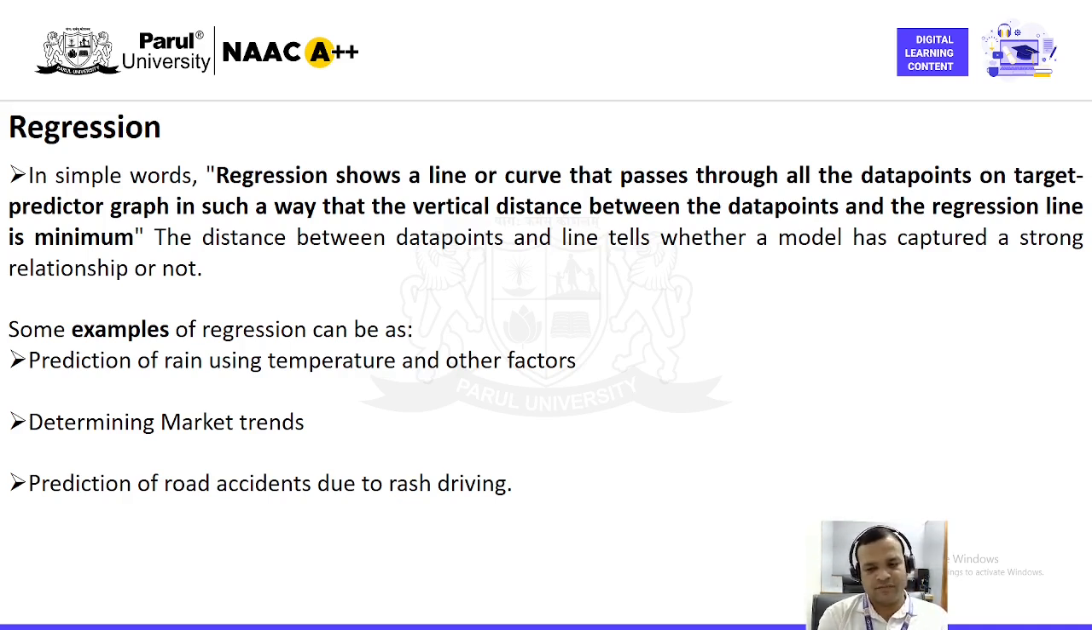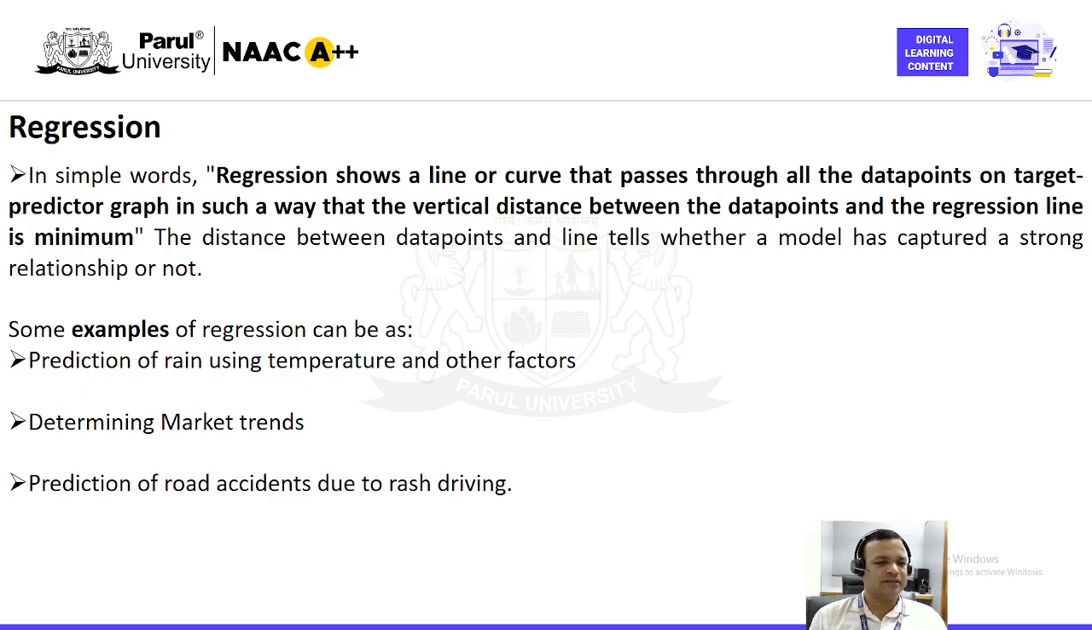For example, if you want to calculate the starting time of the rainy season in Vadodara, say 15th of June, you can predict the rainy season with the help of that prediction model and some supporting factors, like temperature and others.